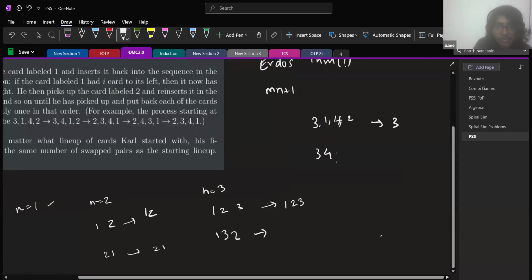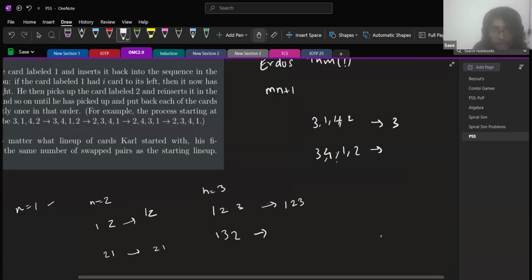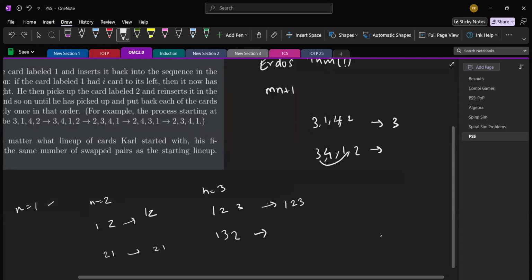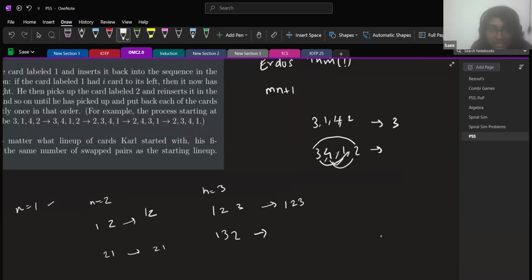What happens when we switch the place of 1? Counting is hard. Somebody do this. No, this is not an inversion. This is an inversion. This is an inversion. This is an inversion. 4. Okay. Then we have 2, 3, 4, 1.